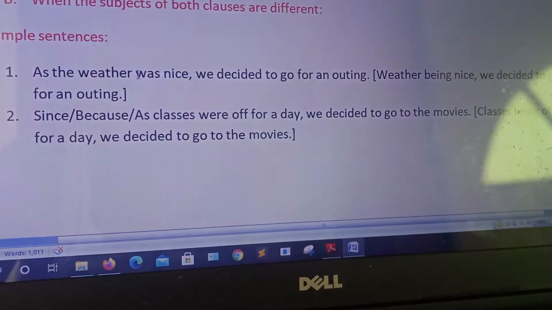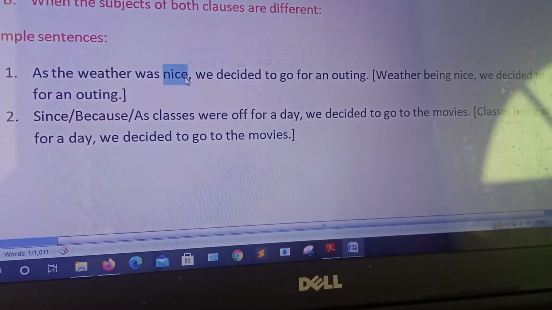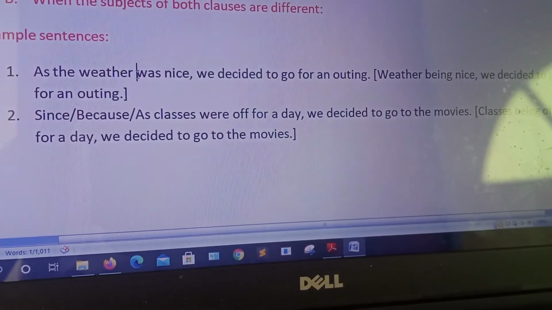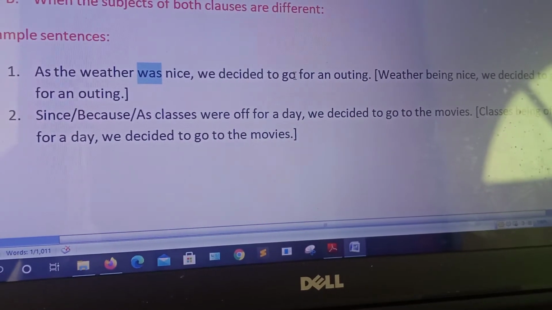See, in the place of was is the verb to be form, but if we remove was, we are left with only one adjective. So in that case we need to use being as well, the present participle form of was. So, weather being nice, we decided to go for an outing.